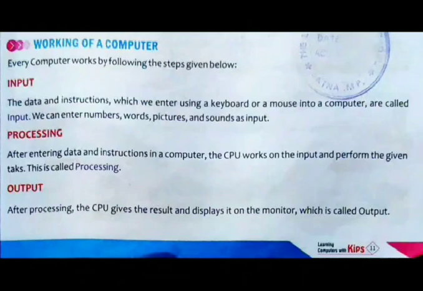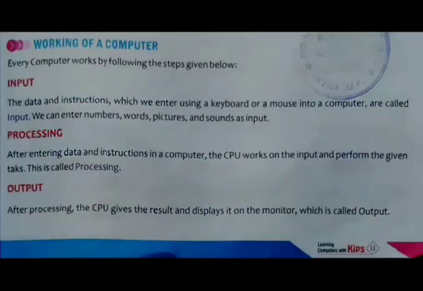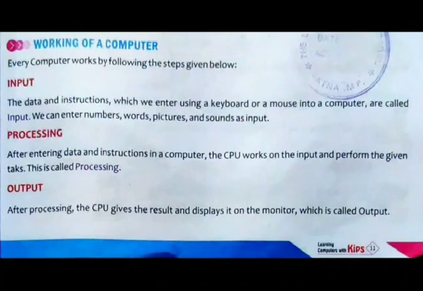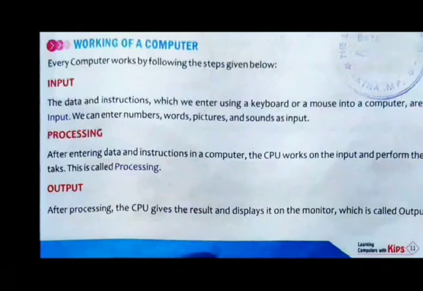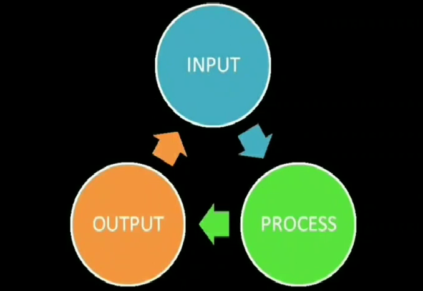Next is processing. After entering data and instructions in a computer, the CPU works on the input and performs the given task. This is called processing. Okay, so after inputting our data and instructions, the computer starts working on the data as per the instructions that we have entered in order to get some result. All this process is known as processing.